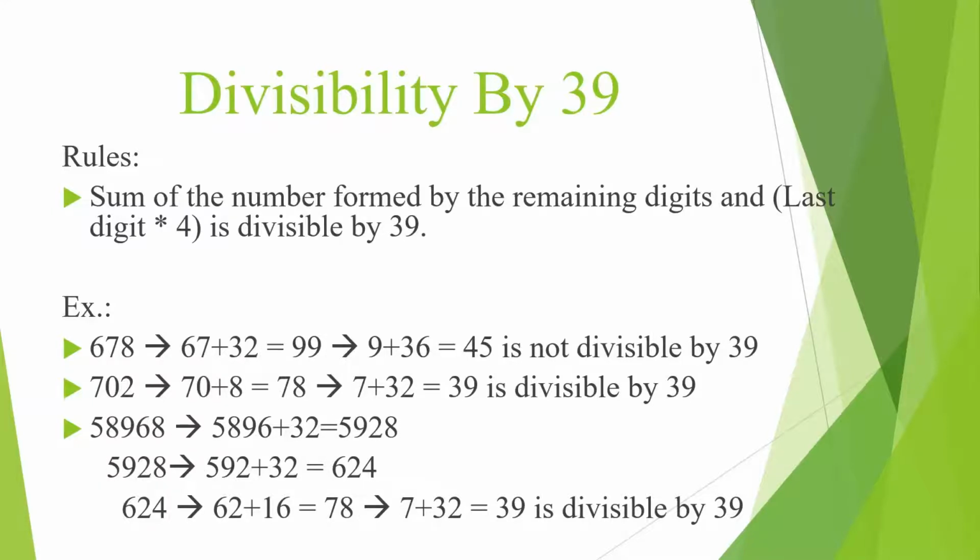Now let's see the next number, 39. Here we will multiply the last digit by 4 and consider the remaining digits and add it up. That number should be divisible by 39.